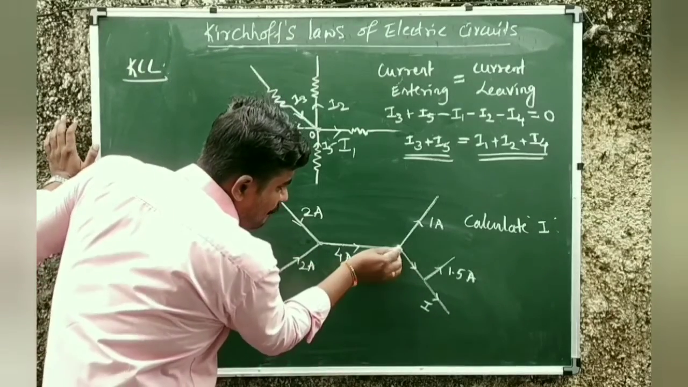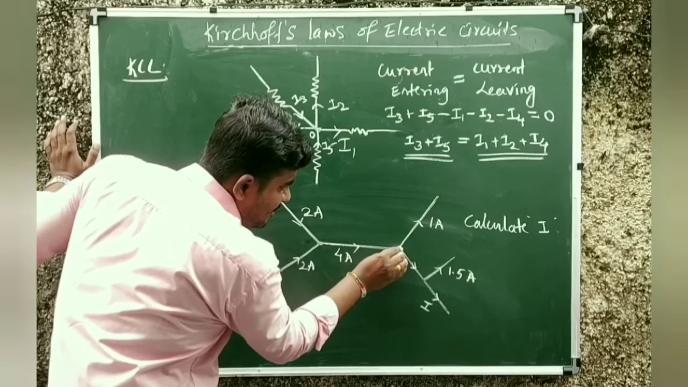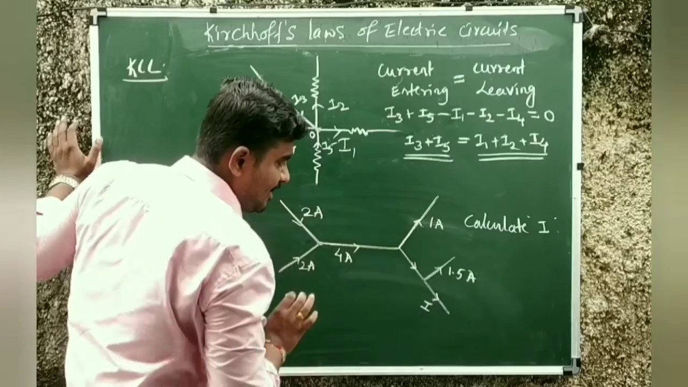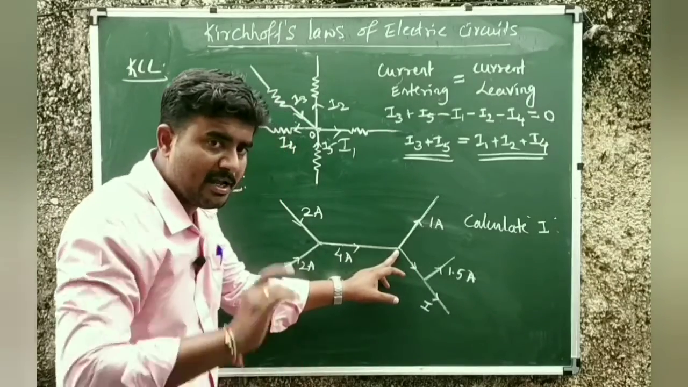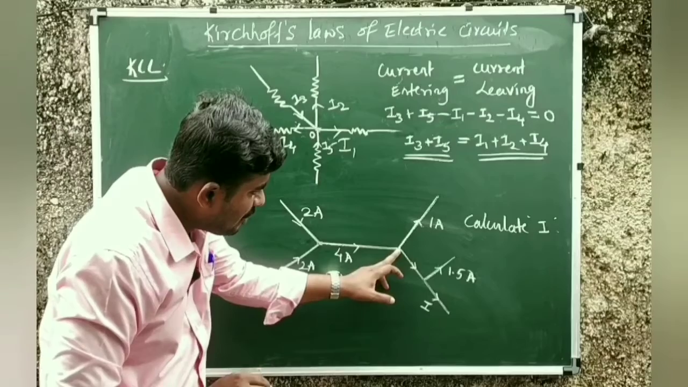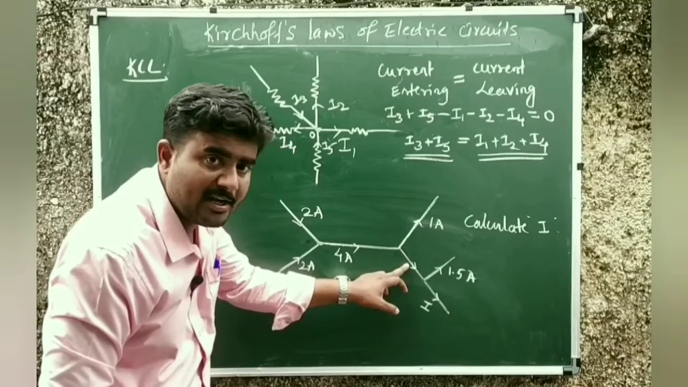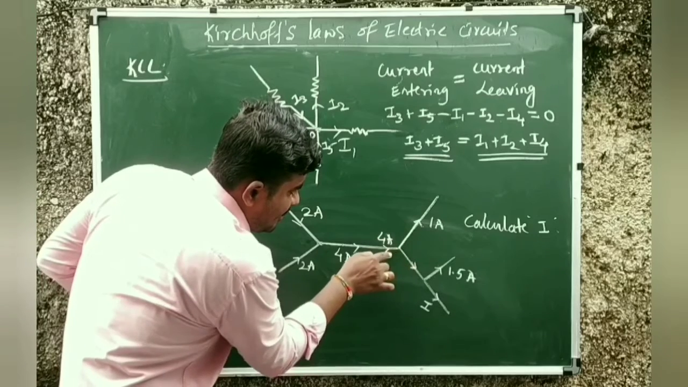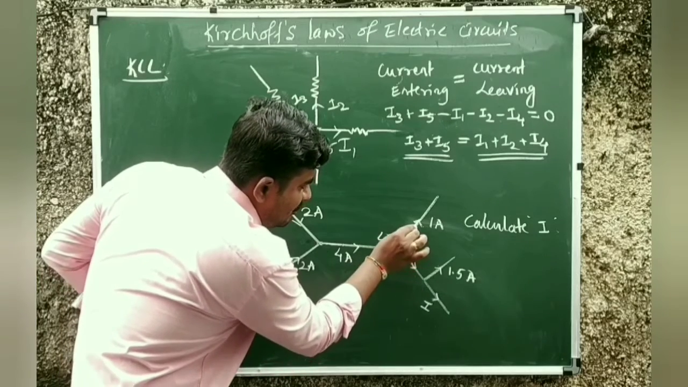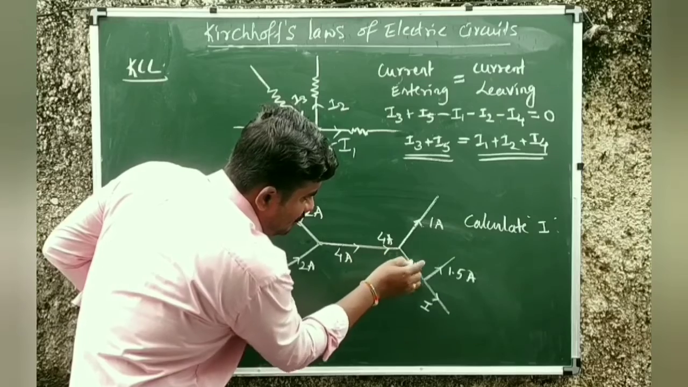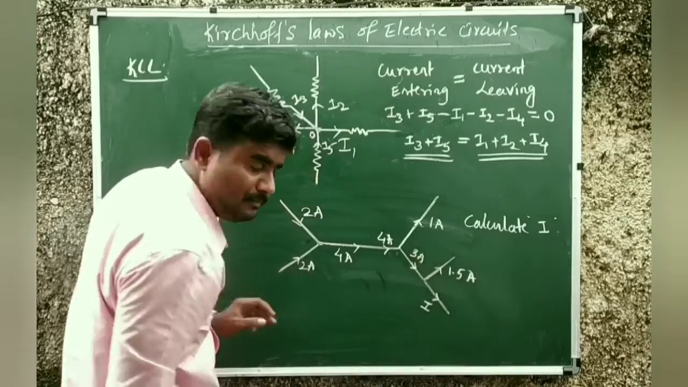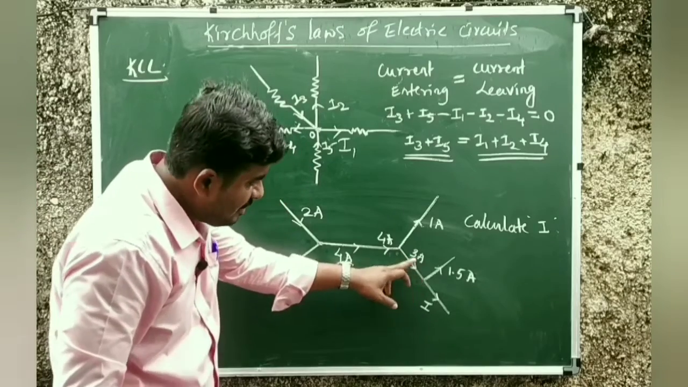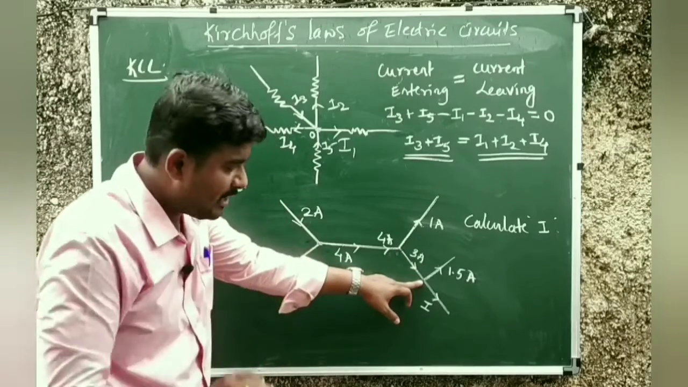In that 4 ampere, if I consider this as a junction, 1 ampere current is leaving the junction. How much amount of current is remaining? 3 ampere current is leaving. Therefore, from this point, 3 ampere current has to go. It means 4 ampere is entering the junction and 1 ampere is going by this way. How much amount of current has to go by this way? 3 ampere. And from this point, it is a junction, 3 ampere current has to remain.